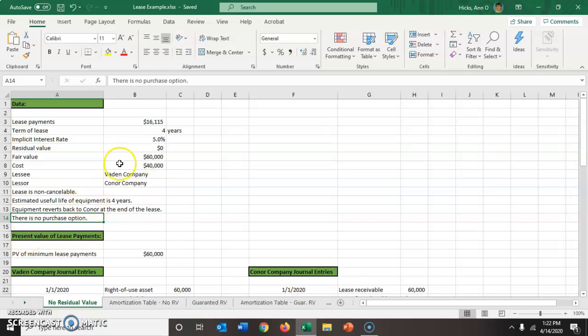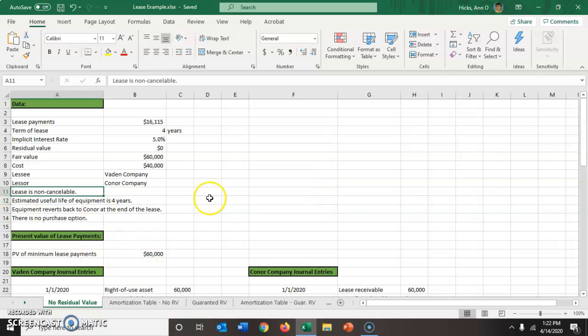So let's do that, because before we can do anything, we need to know if we have a finance lease or an operating lease. So the first piece of information, we know the lease is non-cancelable. If that were not true, then there would be no need to go through the 5 tests, because the lease would automatically be an operating lease. Since it is non-cancelable, we need to walk through the different tests.